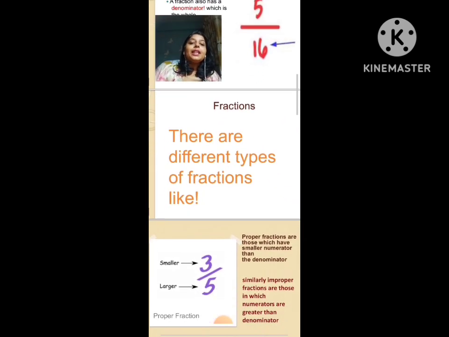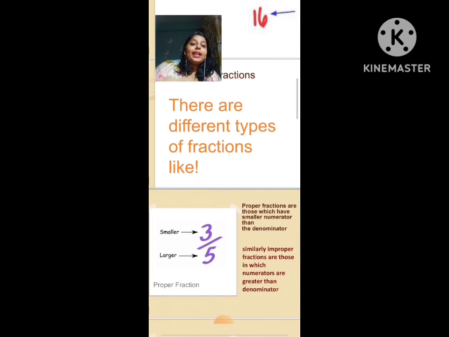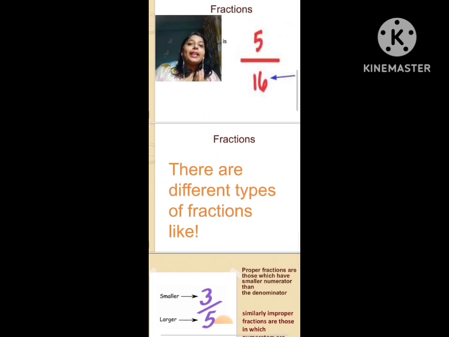Now there are different types of fractions, like and unlike fractions. First, let me explain like fractions and unlike fractions. Like fractions are those fractions which have the same denominator, like 5 by 16, 6 by 16, 7 by 16, 11 by 16, 8 by 16. You can see they all have the same denominator, 16.